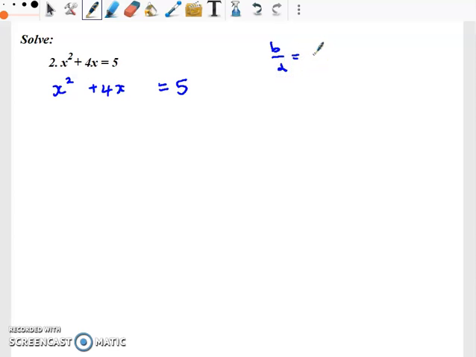whatever you get. So if you get a, you're going to square a. And in this case, b is actually 4, right? Because your a would be the coefficient for the x squared, and the b would be the coefficient for the x. So we take 4, divide it by 2, this will give us 2, and then we square the 2 that we get, which is equal to 2 times 2 equals 4. So we take that 4 and we add it right here.